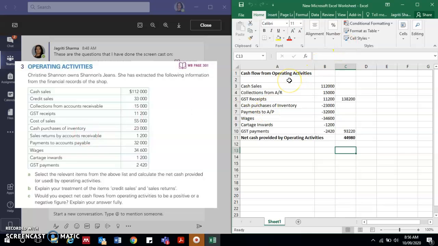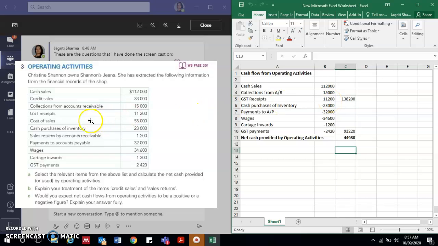This is how my proforma is going to look. So let's look at the first item, cash sales. Yes, it is an operating activity. This is my positive balance, $112,000. Credit sales is a non-cash item. Collections from accounts receivable, yes, accounts receivable, $15,000. GST receipts, again, yes, it is my cash inflow, so GST receipts $11,200.